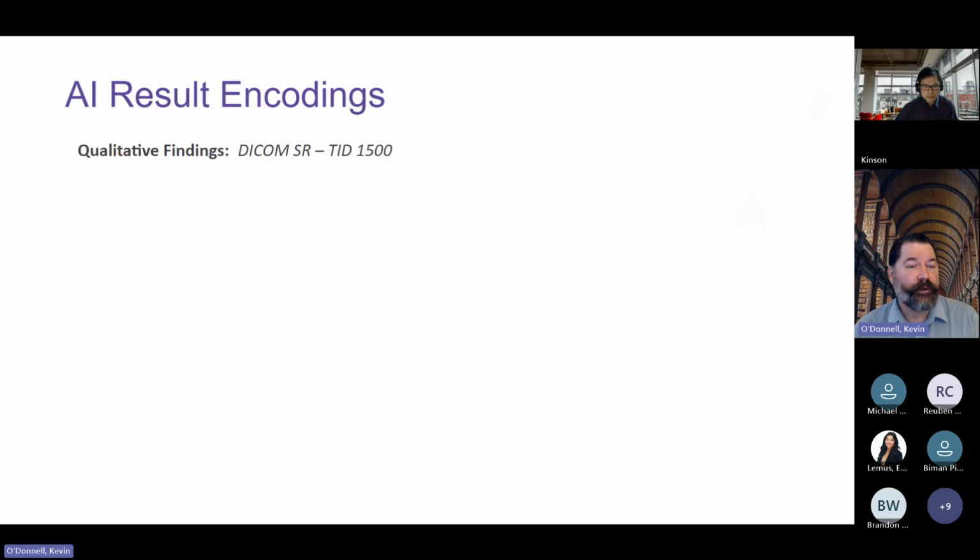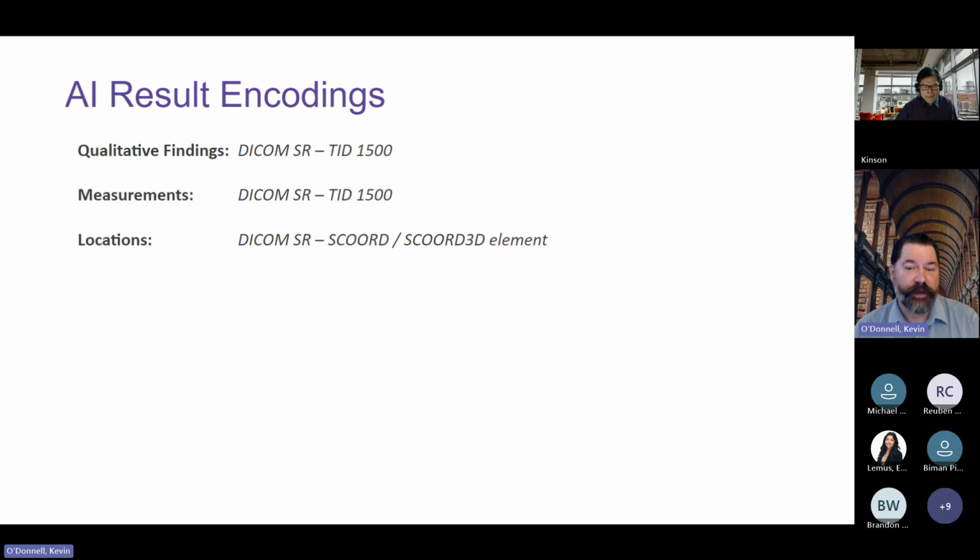So for the encoding requirements for each of these, the first few fit pretty directly into DICOM SR objects, using template 1500, which is our standard point and image. You can do contours if you need to. You can do locations if you need to. And you can do ROI. So ROI contours, measurements, statements of qualitative findings.